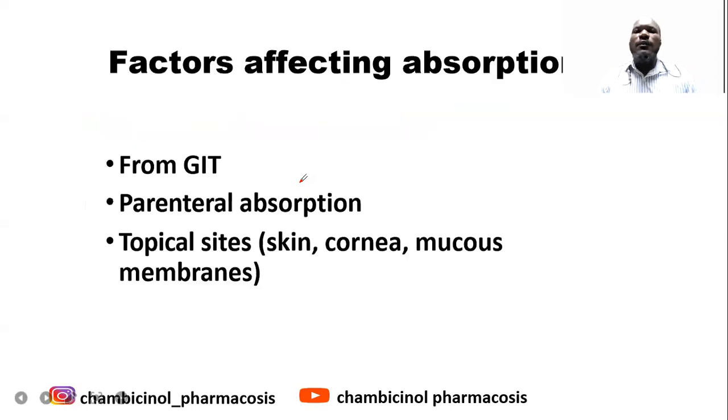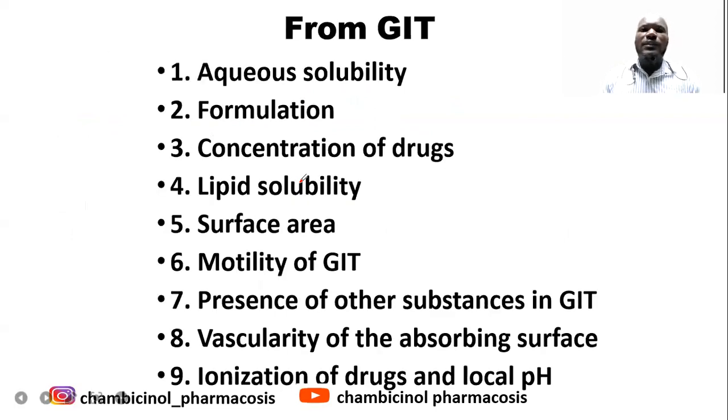Here we are going to see different factors that affect the absorption of the drug. Number one, we are going to see those factors from the GIT, then the parenteral absorption, and the topical site, when the drug is applied on the skin, applied through the cornea, especially for the treatment of glaucoma, or the mucous membrane. We are going to see this in detail now. Let's start with those factors that affect the drug from the GIT.